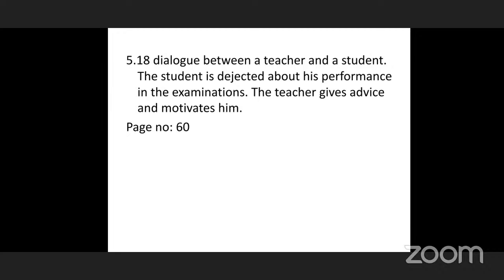So it is a dialogue between a teacher and student. The student is dejected about his performance in the examination. The teacher gives advice and motivates. What do you mean by deject? Dejection means sorrow, feeling very grief. So it is very informative sharing and dialogue writing over there. Just have a look at them. I think you might not be asked about dialogue writing in your examination, but just have a glimpse over that one. So with this one, we complete the entire module two, first part.